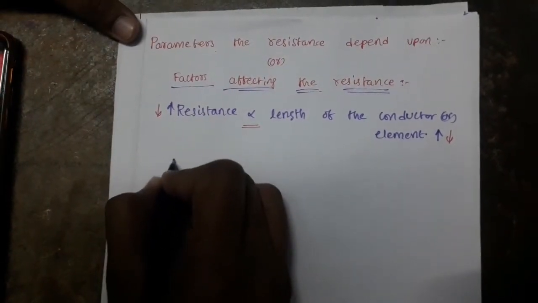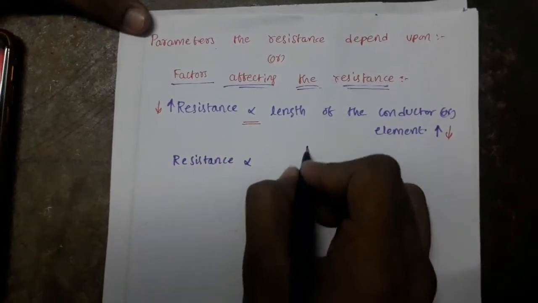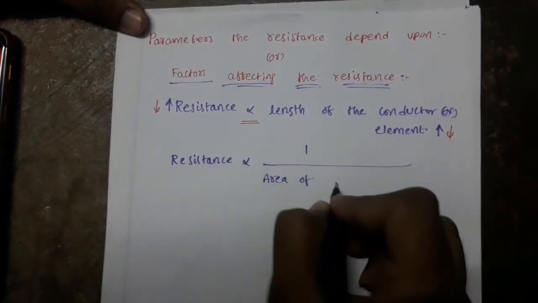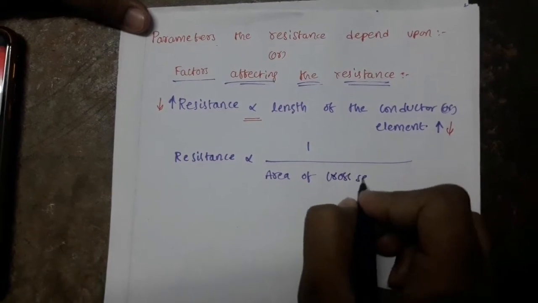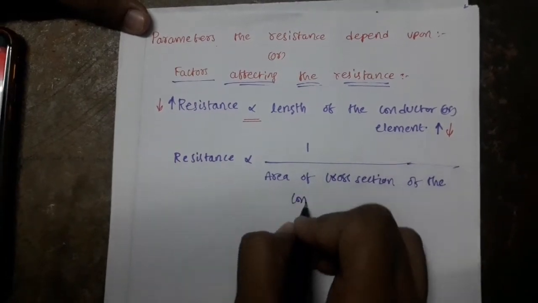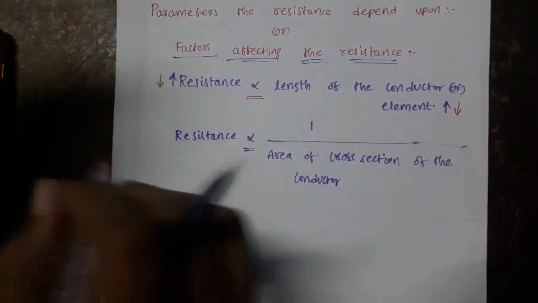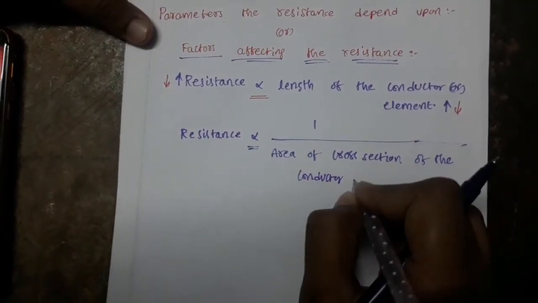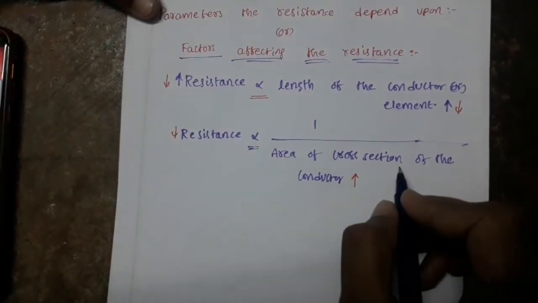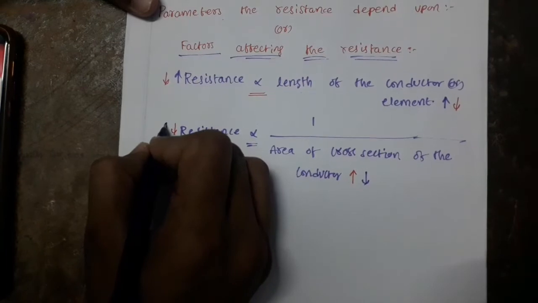We are coming to the resistance, which is also inversely proportional to the area of cross section of the conductor. This is inverse proportionality. That defines whenever the area of cross section of the conductor increases, resistance decreases, and when the area of cross section of the conductor decreases, resistance increases.